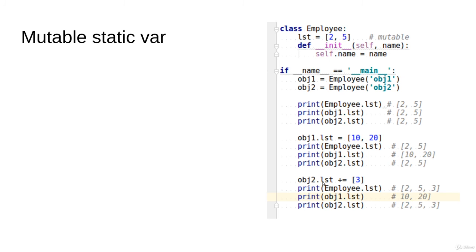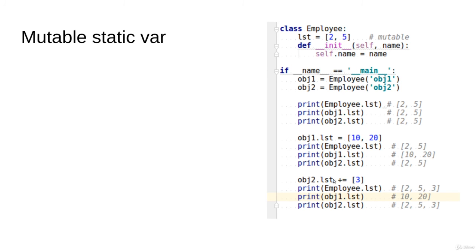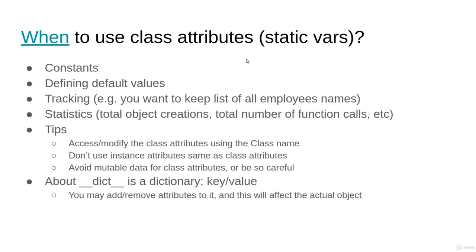If you come to object2 and write here plus equal 3, this means that the list of the class itself will be changed. So employee.list and object2.list will be changed here, as this is a mutable object and the plus equal is doing an in-place change. Observe that if the list was something like a string, for example, the plus equal creates new memory. So the class will not be affected, but only the object will be affected. So overall, as you see, the mutable might be a bit problematic.